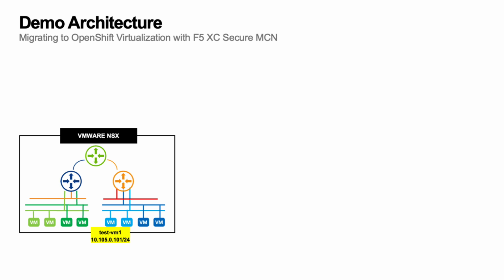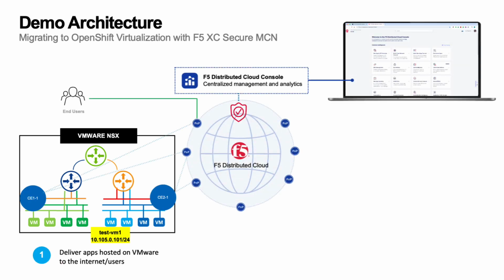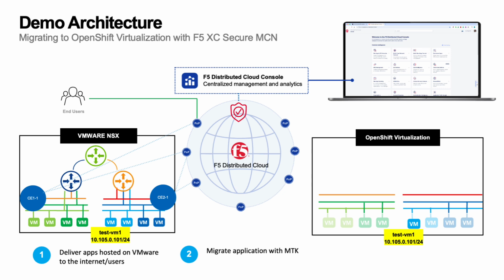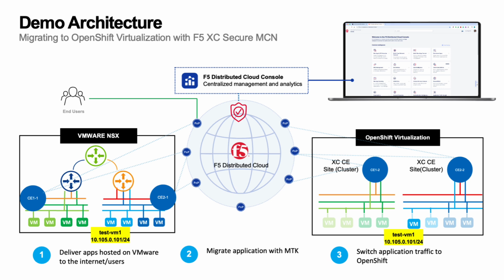In today's demo, we focus on managing the Layer 7 services during this migration. So we'll demonstrate how quick and easy it is to use F5XC to facilitate this migration through 3 simple steps. First, we configure F5XC CE to serve VMware-hosted apps to the users. Then, migrate the VM using the Red Hat Migration Toolkit. Finally, we smoothly transition traffic from VMware to OpenShift, ensuring minimal downtime. This approach isn't just about moving VMs. It's about ensuring the user experience remains uninterrupted throughout the migration process. Let's see this in action.